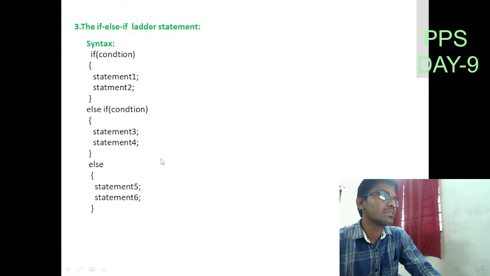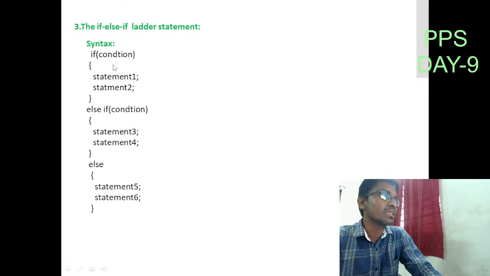The next conditional statement is the if else if ladder. Here it contains multiple if else if conditions. For example, the syntax of the if else if ladder is if condition followed by statements. If the condition is true, then it will execute statement 1 and statement 2. If the condition is false, then it will go to another condition, that is else if, followed by statements to execute. Otherwise it will execute the else block.